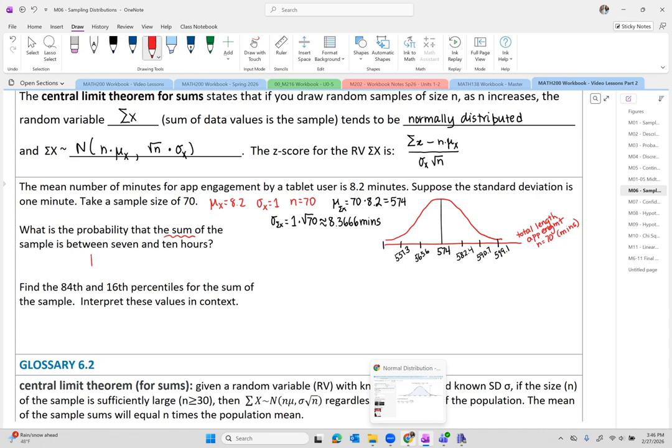So the question is, what's the probability 7 less than the sum of x less than 10? And 7 hours is 7 times 60 minutes, which is 420 minutes. 420 minutes is really, really low here. And 10 hours will be 600 minutes, and 600 minutes is also up here. I'm expecting to see something equal to 1, or 100%. So let's find out.